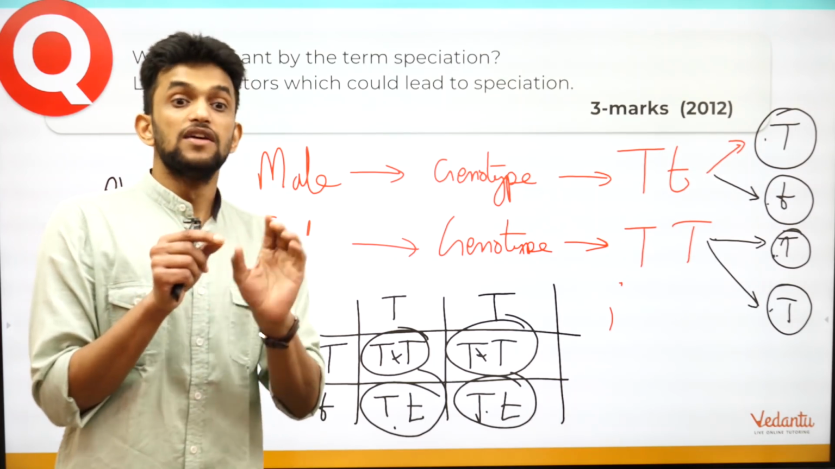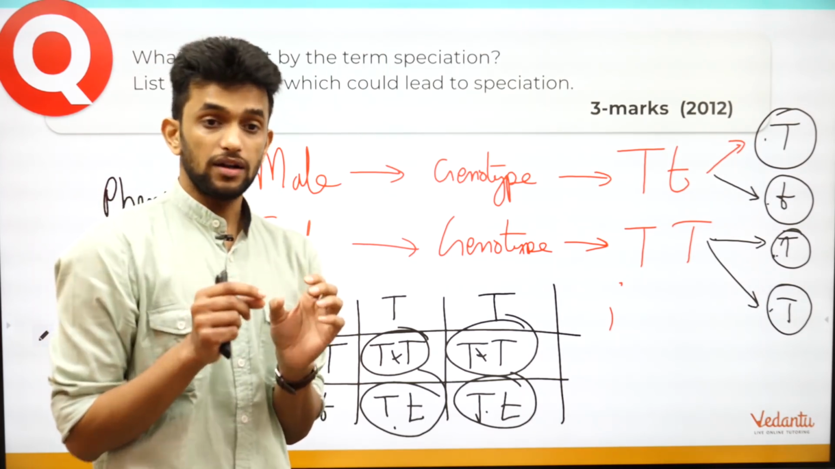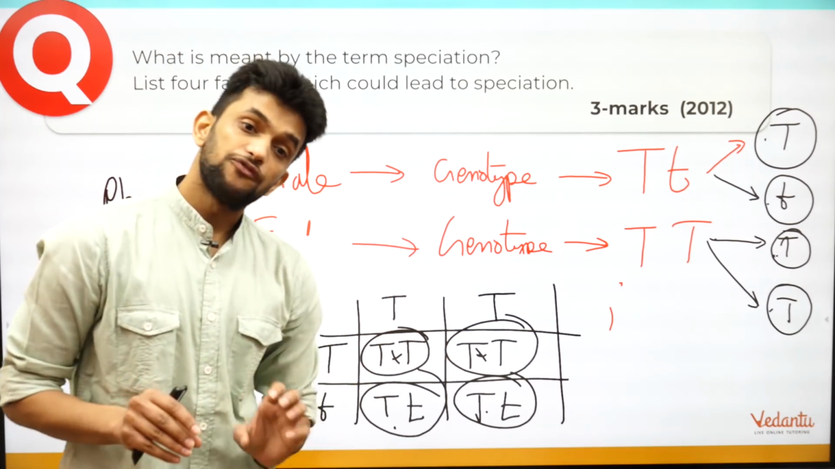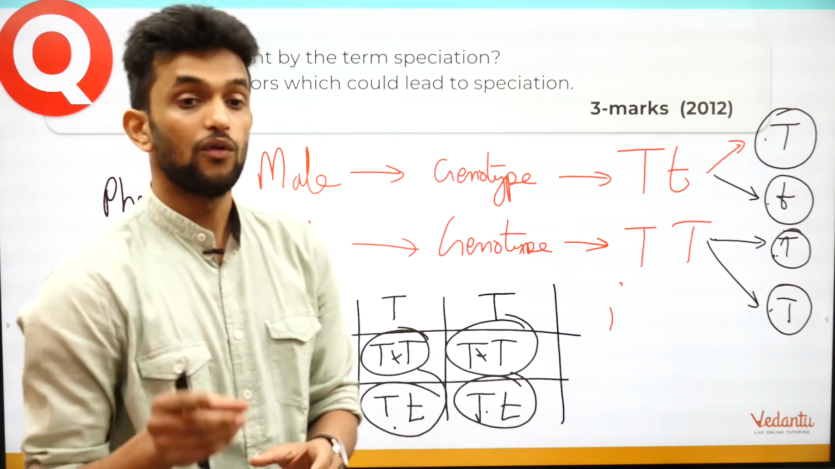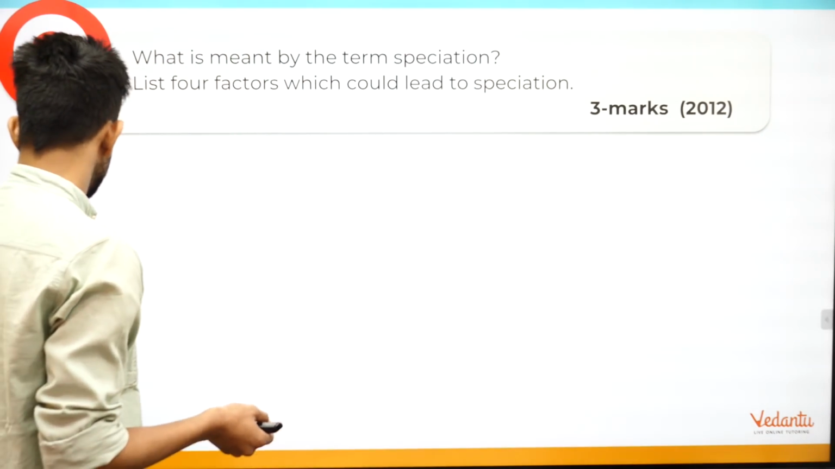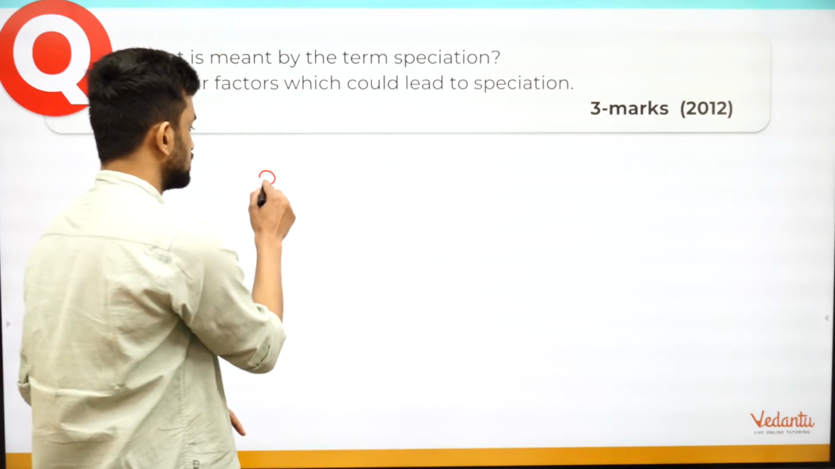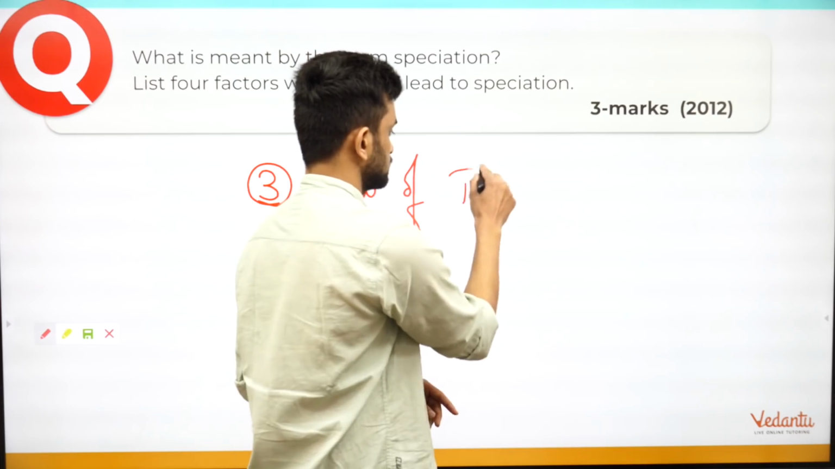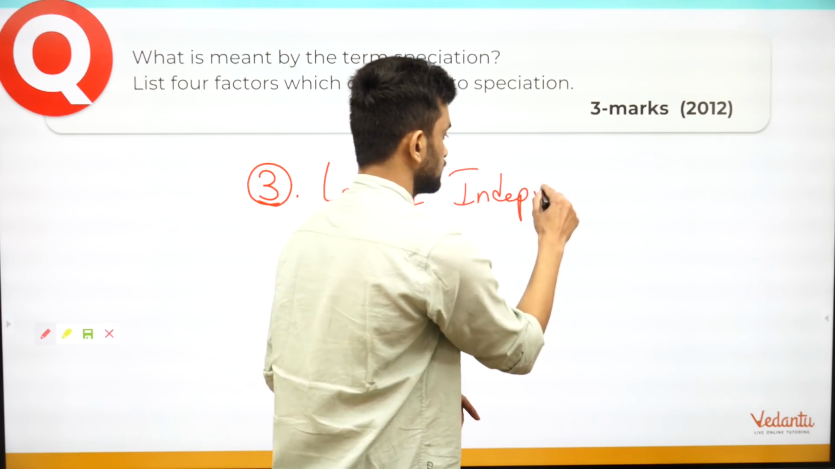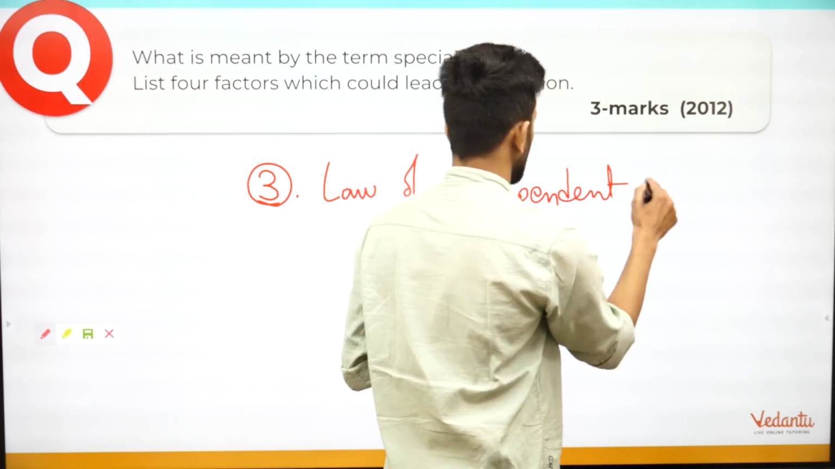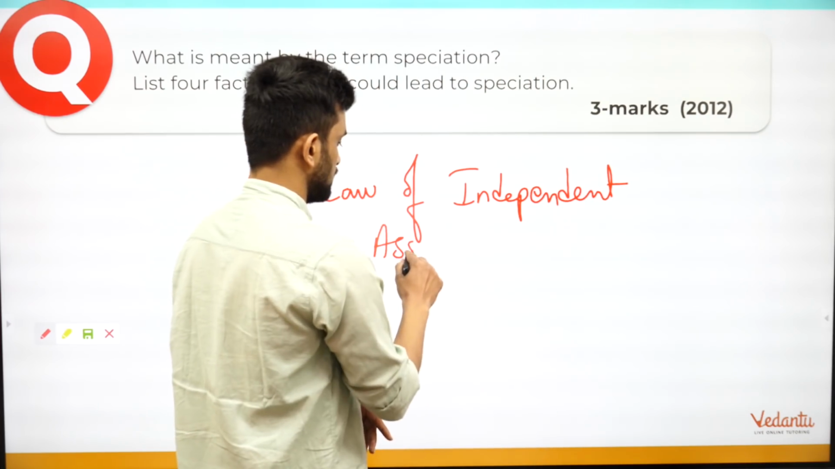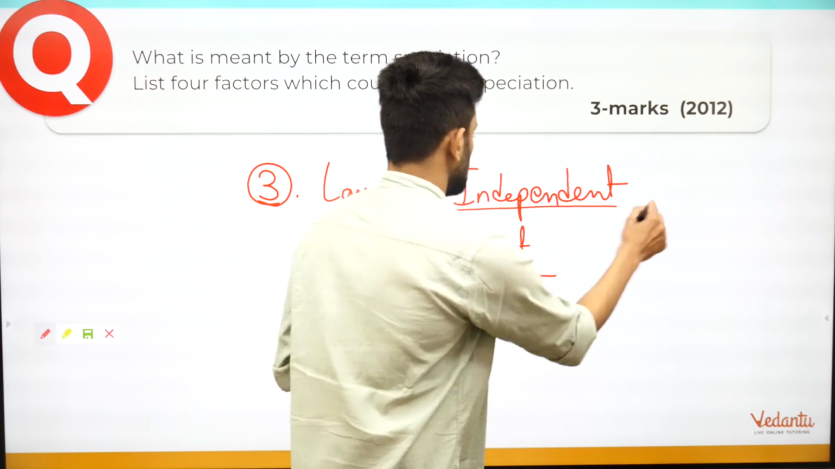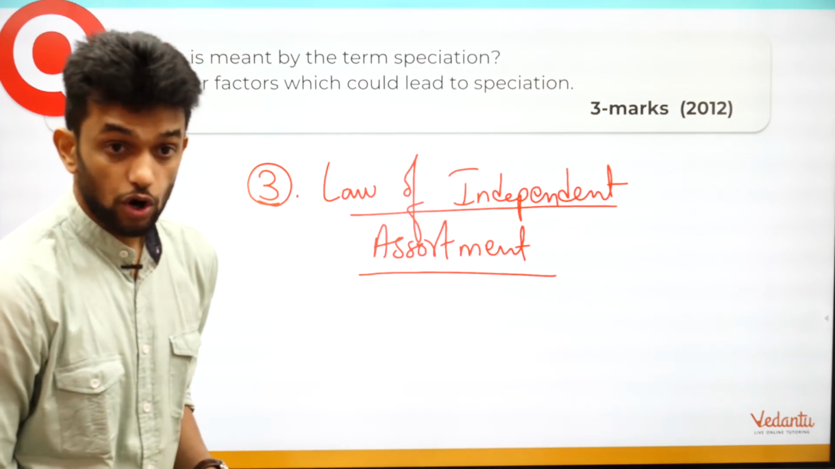What does law of segregation say? The alleles, or basically the gene alleles, get separated at the time of gamete formation and they get united at fertilization. Okay, that was my second Mendelian law. And the third one is law of independent assortment. What does this say?